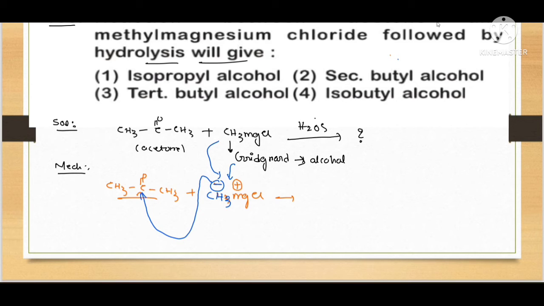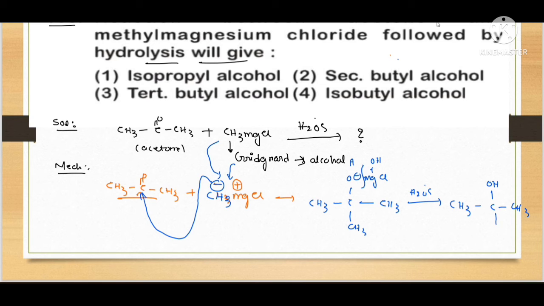This negative charge attacks the electrophilic carbon to form CH3, C, O minus Mg plus Cl, with CH3 and CH3 attached. On hydrolysis, H and OH are added to form CH3, C, OH, CH3, CH3, plus MgOHCl is produced.